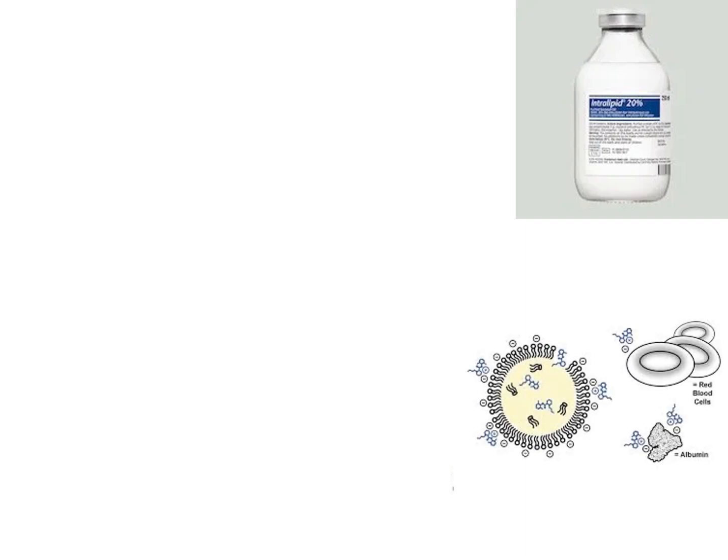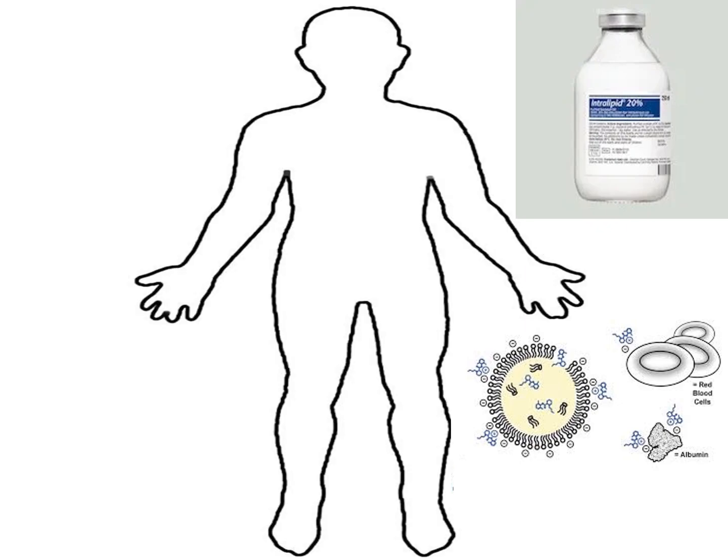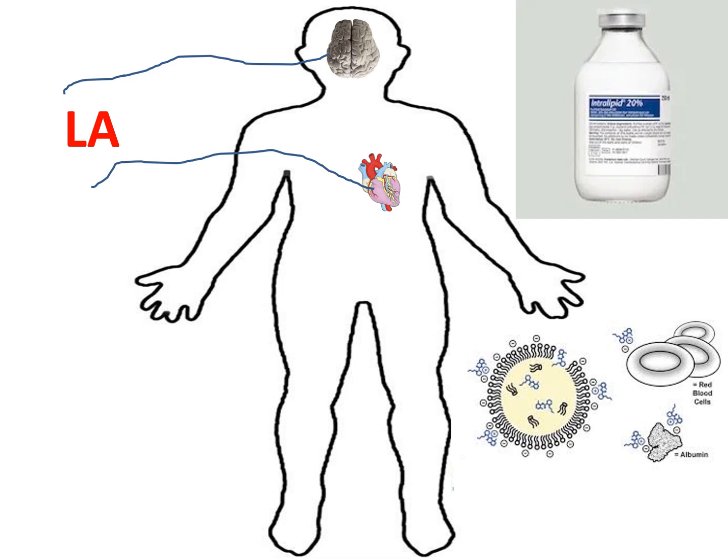So after the infusion of the intralipid 20%, the lipid emulsion will be present in the blood as emulsified oil droplets. Now, that's what we know in the body. The major toxicity, we said, is in the brain and in the heart. So in the brain and in the heart, we have a higher concentration of local anesthetic agent, which is lipid soluble. So it's going to be moving from the brain and the heart to this oil droplet.